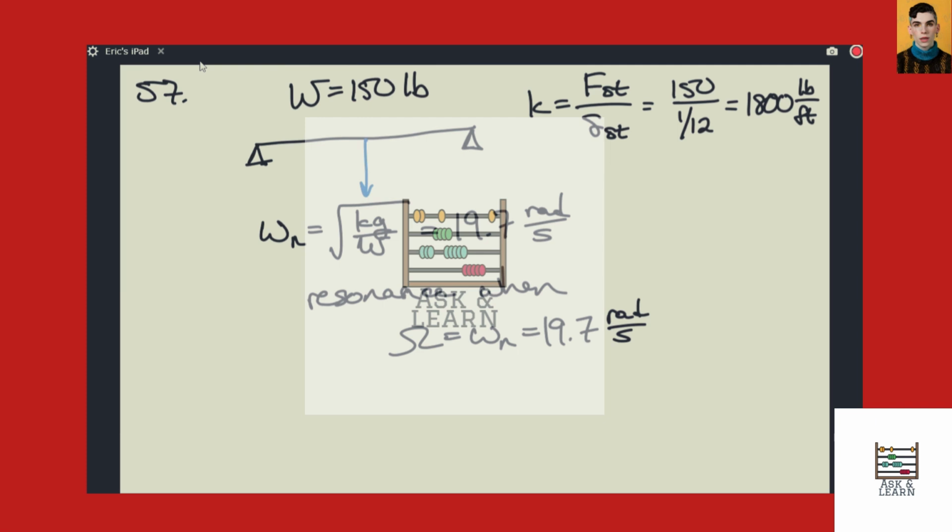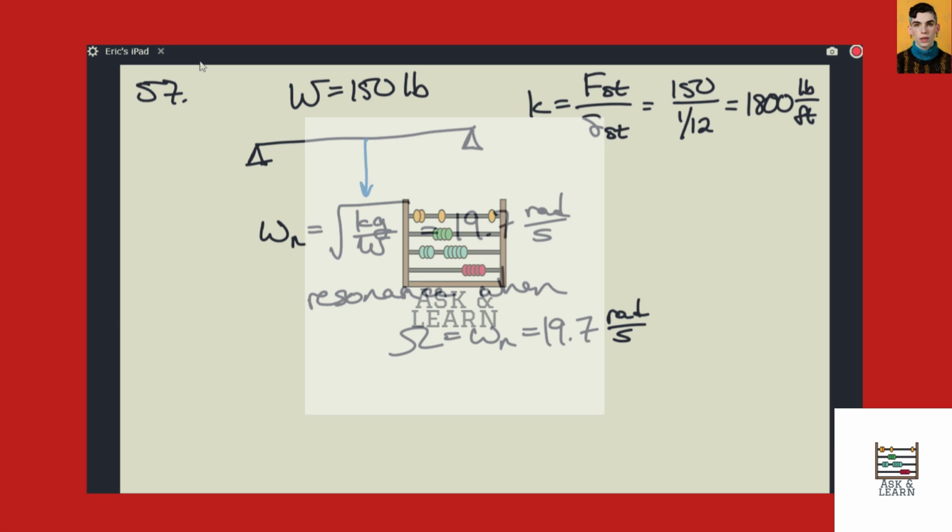So the spring constant is the weight of the motor divided by the static deflection. So this is the static weight of the motor, 150 pounds, and the static deflection, in this case we were told, was 1 inch, so 1 over 12 feet. So we get a spring constant of 1,800 pounds per foot.